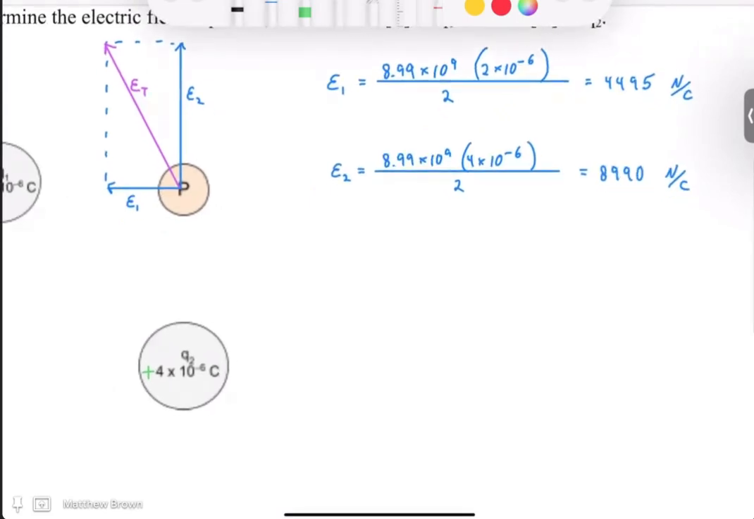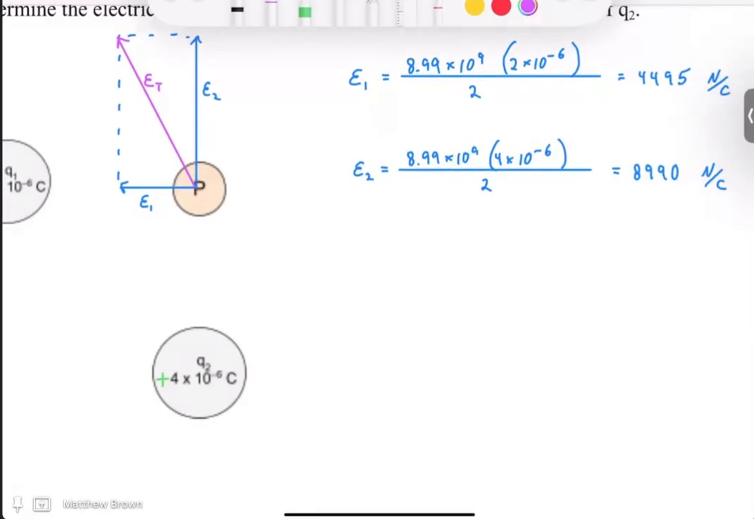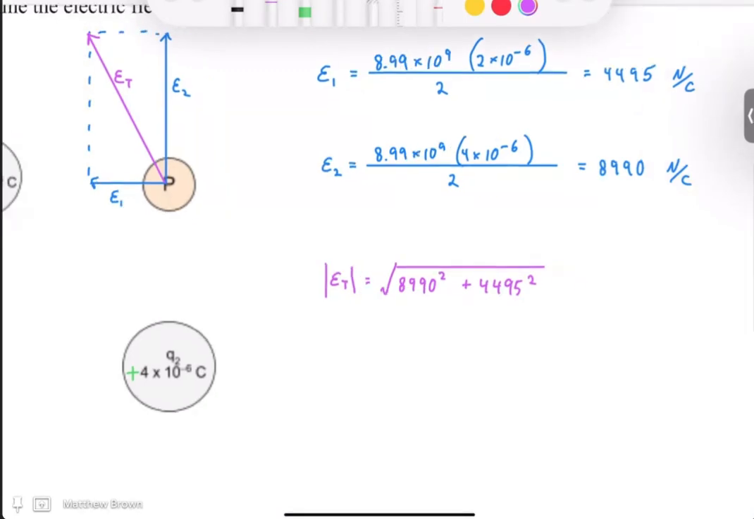And that means I can now figure out the total, which I already drew there in purple, so I'll go with that. That means the magnitude of the total electric field is the square root of one squared plus the other one squared. Which is 10,051.